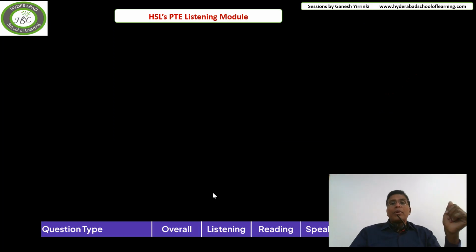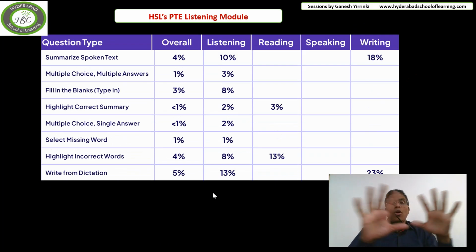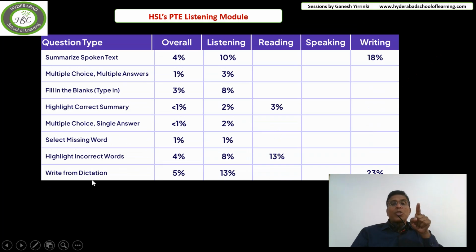If you look at the percentages among all these 8 questions, the write from dictation question contributes heavily to listening and heavily to writing also. 23% of writing score comes from your write from dictation performance, and 13% of listening score comes from your write from dictation performance. Followed by that, 10% of listening score comes from summarize spoken text, whereas 18% of your writing score comes from your summarize spoken text performance.